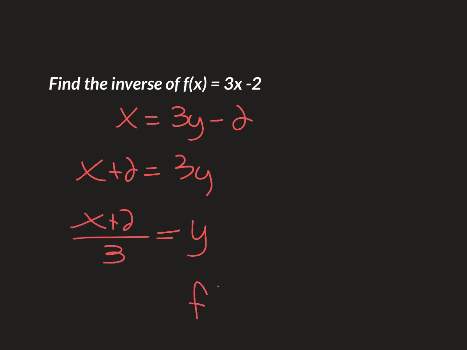Now, I want you to write it like this. I want you to put the little inverse notation. But that is the inverse. That's all you do. So again, put the y where the f of x was, interchange your x's and your y's, and get the y by itself, and that's it.